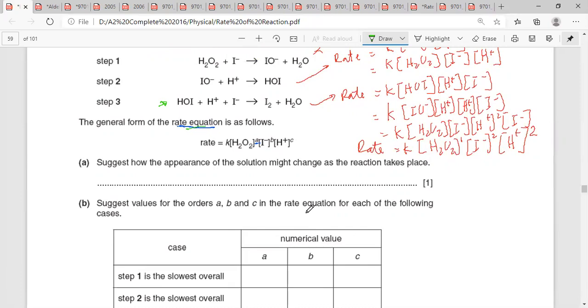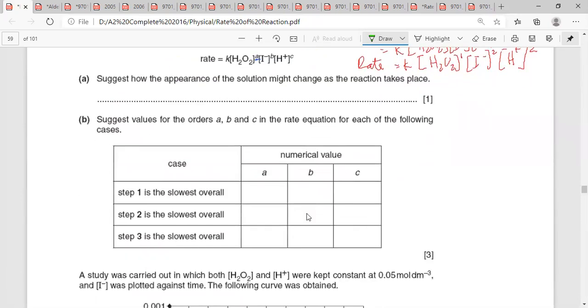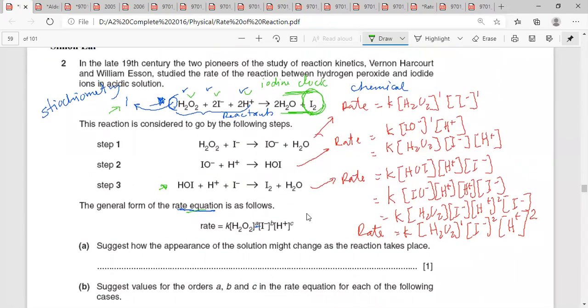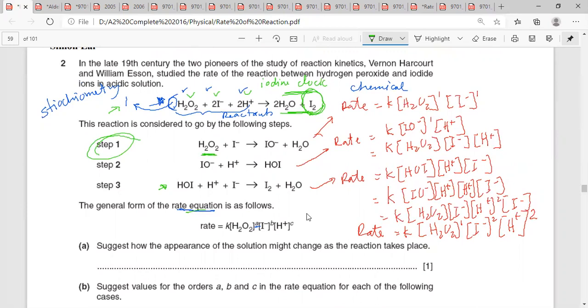In the rate equation for each of the following cases. Now, if step 1 is the slowest overall, understand step 1. Remember, look carefully, step 1. These two are these two. If this is a slower step, but it says this is a slower step now. That means it's what? This is the rate determining step. Okay, don't say elementary step. This is the correct word.